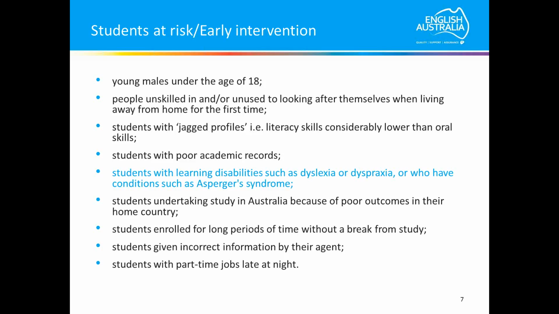At this stage, you might also think about involving the agents as far as the student's development goes and coming up with a plan that works. Students undertaking study in Australia because of poor outcomes in their home country, long enrollments, which can be demotivating for students and they lose interest. Unrealistic expectations and promises by agents could be a reason. Students with part-time jobs late at night, they fall asleep in class, they fall behind in their studies.